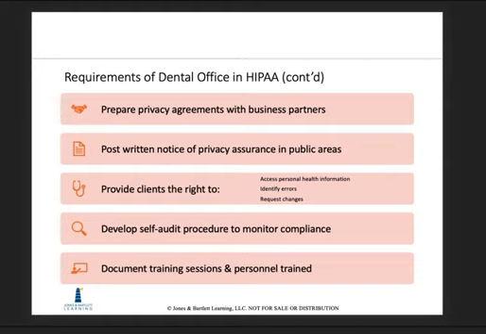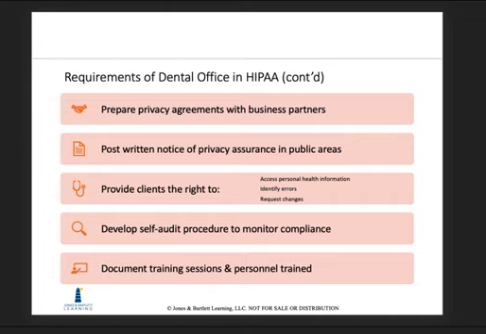We provide patients or clients the right to access their personal health information. They have the right to identify errors, and they also have the right to request changes, right? So as a patient, you have the right to access your information. You can identify errors and request changes. Now, taking into consideration, this was not a requirement prior to 1996. You couldn't always access your own health information, right? It was in some scenarios not considered yours. It was like the hospitals' or the doctors' offices', but you have a right to access that information.